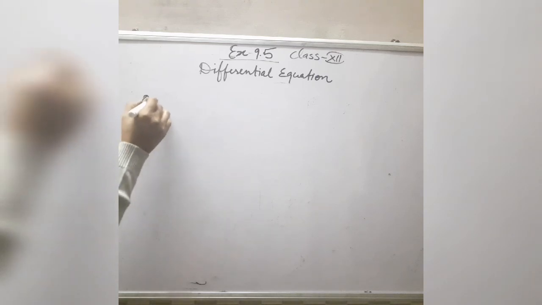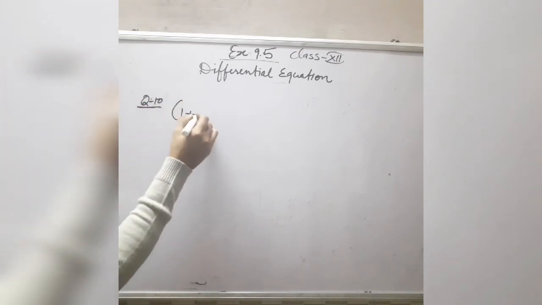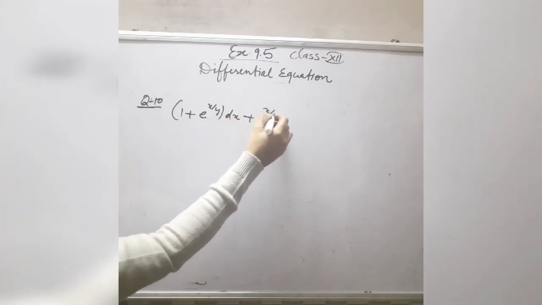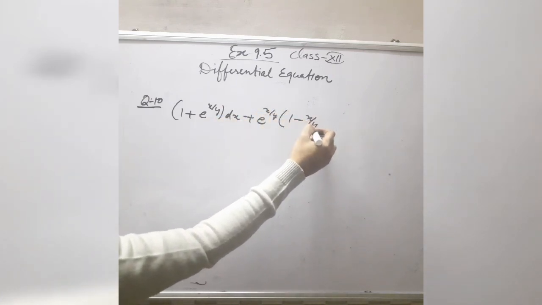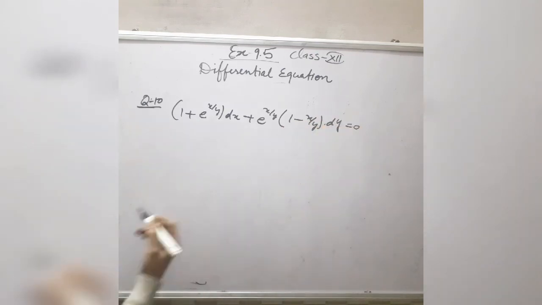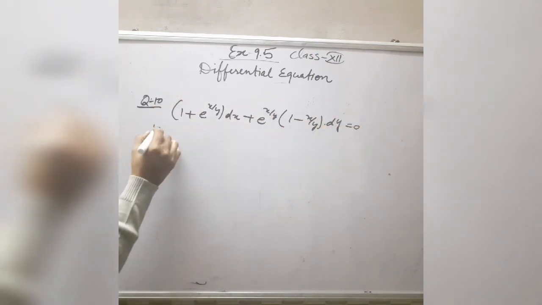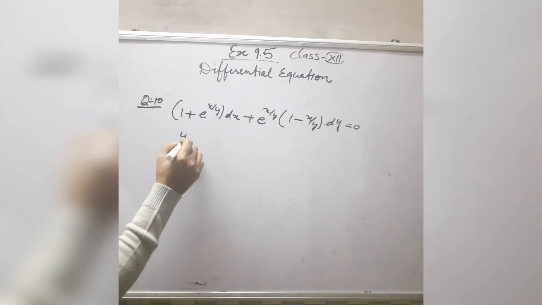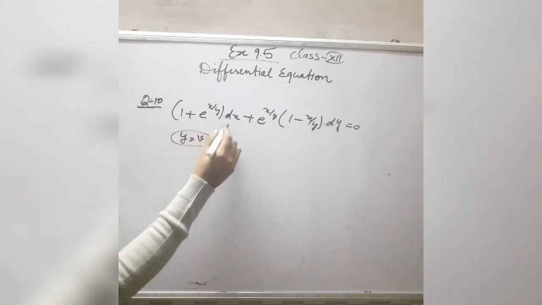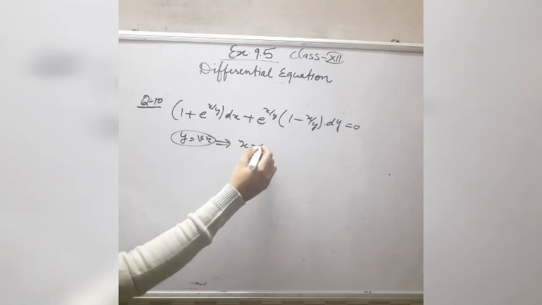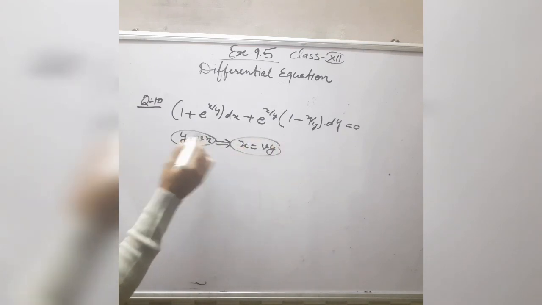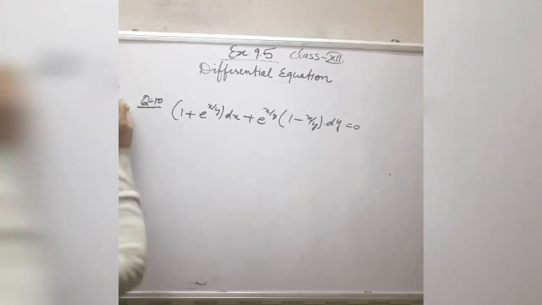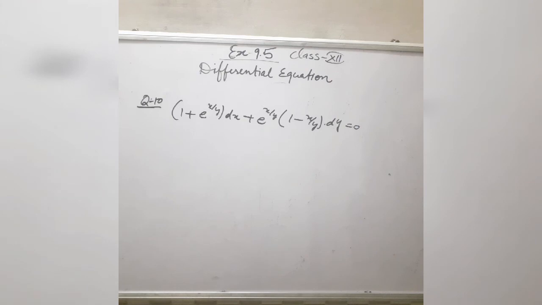In question number 10, the statement is (1 plus e raised to power x by y) dx plus e raised to power x by y (1 minus x by y) dy is equal to 0. Here in this type of differential equation, in place of y by x you have x by y. So in place of putting y is equal to vx, in such type of questions you will put x is equal to vy. We have just interchanged x and y. So now see this question also. This is the last question of this video. Remaining questions you will try yourself.